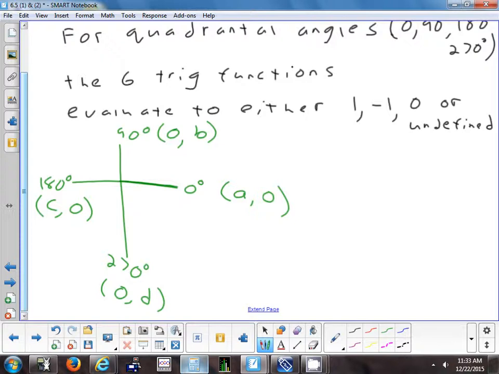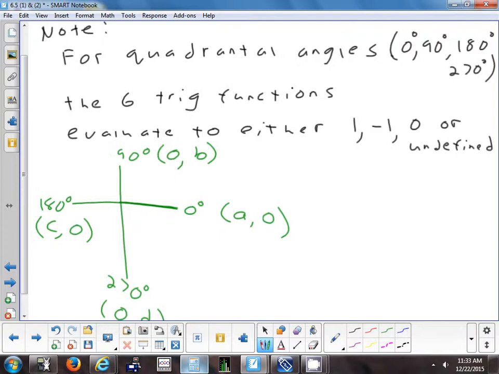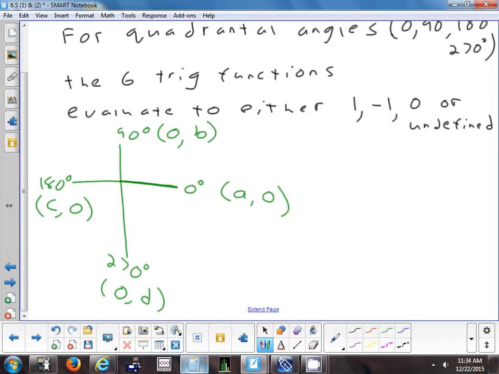So these are special cases. If it helps, think of the unit circle definitions. Like sine of 0, think of sine as the y value. Think of cosine as the x value. Tangent would be y divided by x. Any questions on those? So 0, 90, 180, and 270. If you type sine, cosine, tangent, secant, cosecant, or cotangent, the answer is always one of those 4 things. Always. Okay, so any questions on the second half of 6.5?